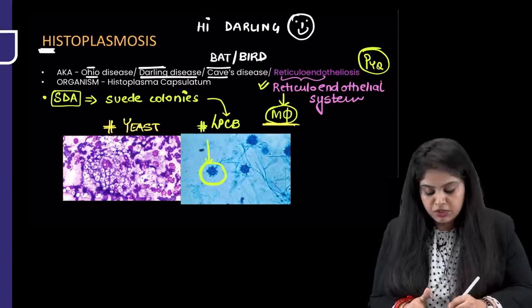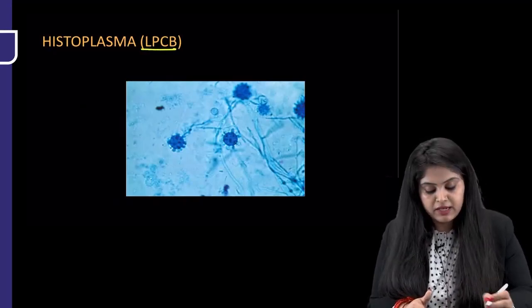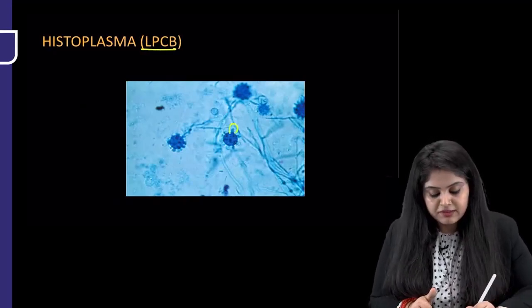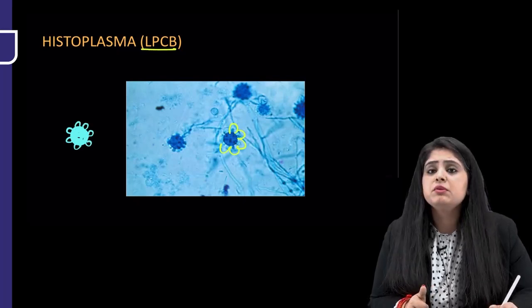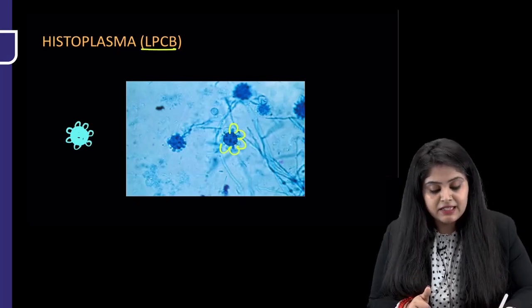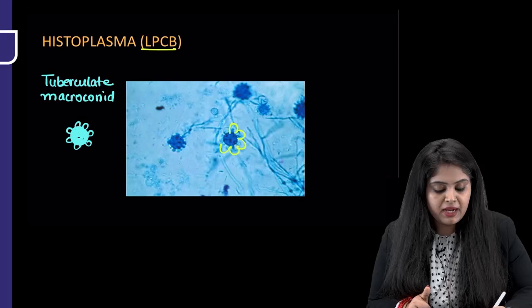Let me zoom into this picture. So this is the lactophenol cotton blue, and if I look very carefully, I can visualize that, yeah, there are some projections coming out. If I draw it, it looks something like this, with projections coming out. This is a very famous previous year question. And these projections are known as tuberculate macroconidia. These are said to be tuberculate macroconidia.